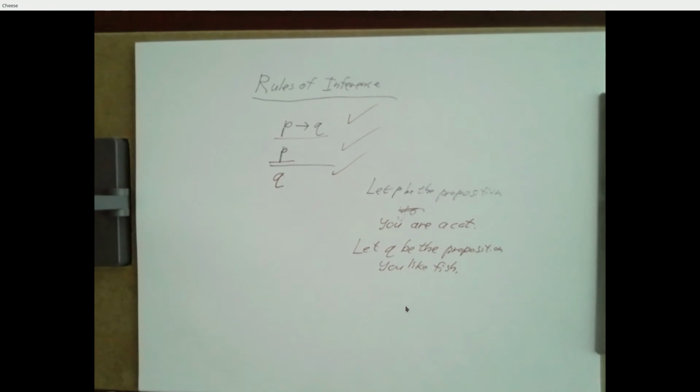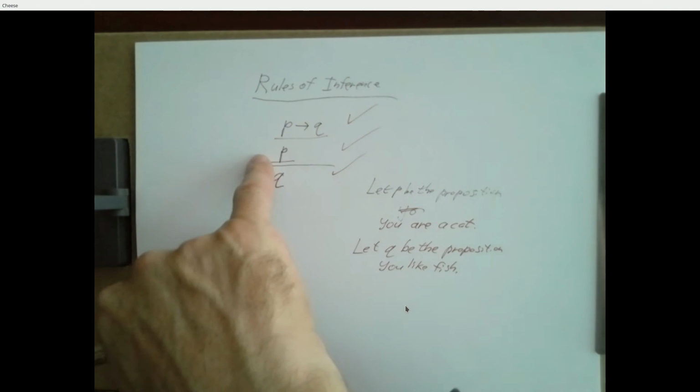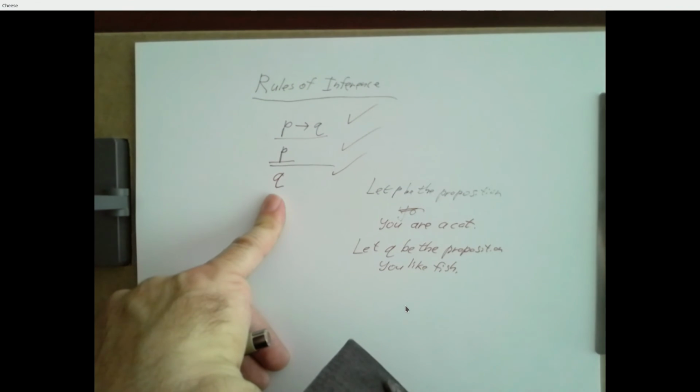And in some sense, this is all we can ever really prove with any of this stuff. We can't actually prove that you're a cat or the earth is flat or basketball is fun. But we can prove that if this is true and this is true, then this must also be true.